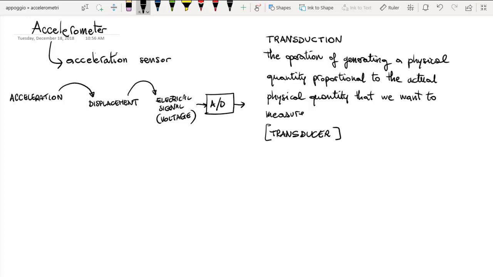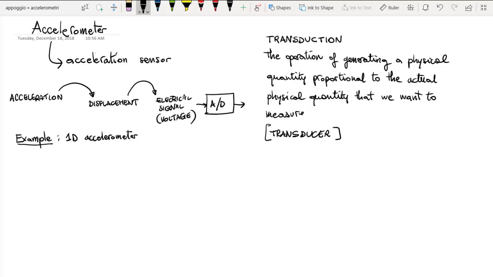Okay, let us focus now on the physical mechanism, considering the first transduction from acceleration to displacement. And we consider an example of a 1D accelerometer. Now I really want to stress the basic mechanism.